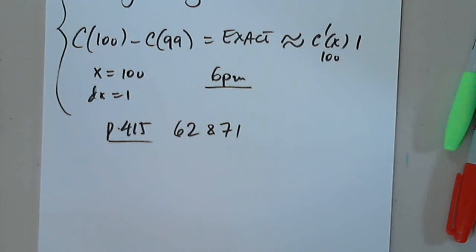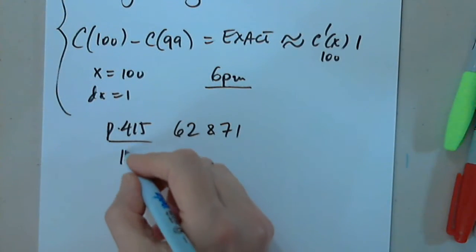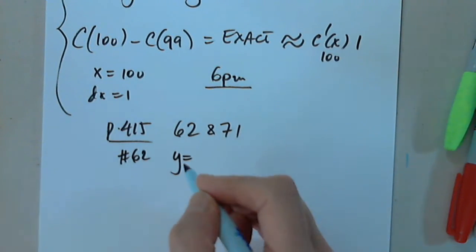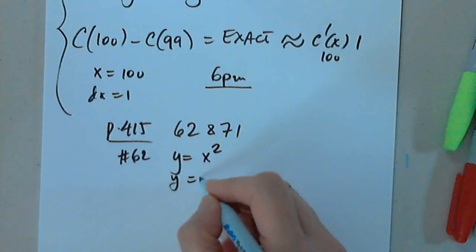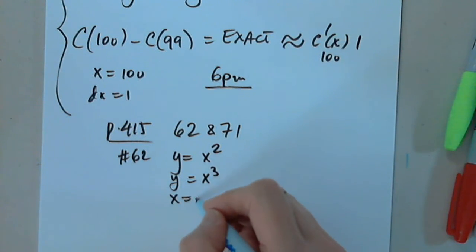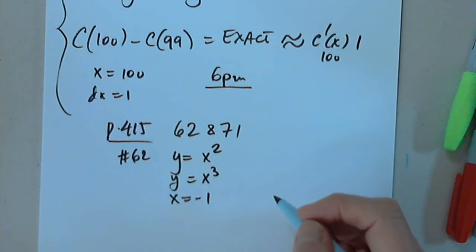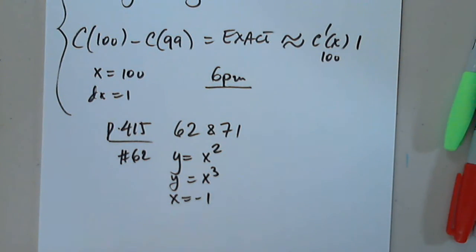62. Find the area of the region bounded by the given curves. Okay, so we have y equals x squared, y equals x cubed, and x equals -1, and that's all. That's what you had in mind, correct? Yeah. Because sometimes I copy something else.